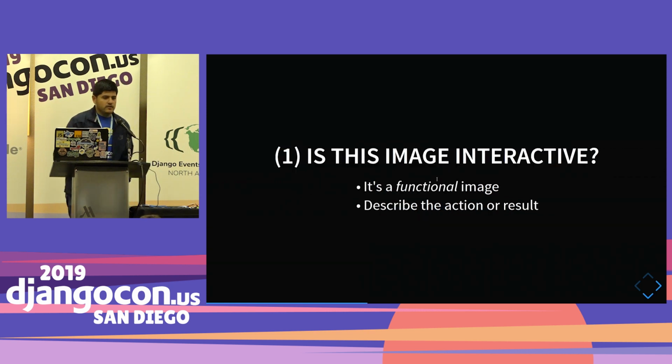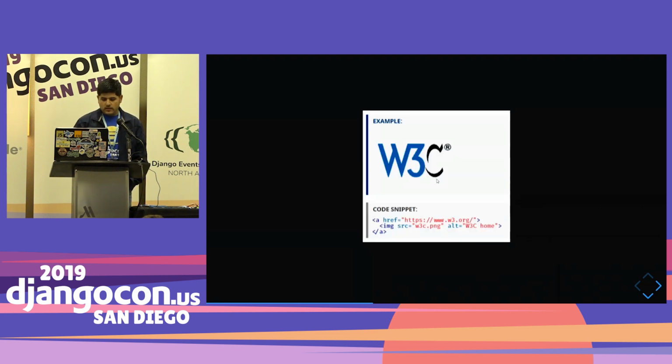So when you encounter an image, you can start by asking this question: is this image interactive? Then it is a functional image, and you should describe the action or the result that the user should be expecting when interacting with this image. So for example, if I have this markup, I have a logo that is being wrapped with the anchor tag. So this logo is going to take me to the W3C homepage. So the alternative text is the W3C home, because it tells the user where they're going to land when they click the link.